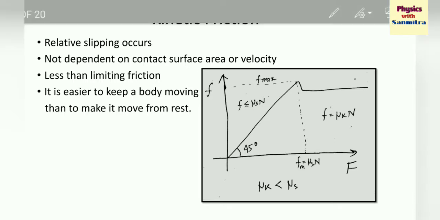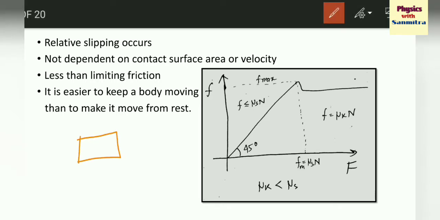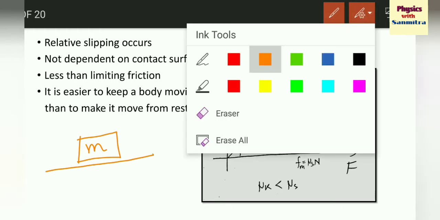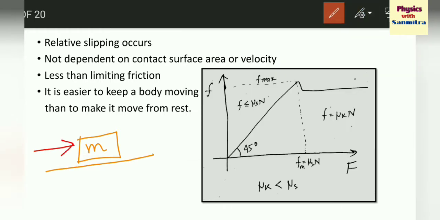This I will explain. Exactly what do I mean by that? Suppose I have an object of mass m. I am applying a force F. This force F is being countered by a friction f. I am slowly increasing the force F. Initially it is in static equilibrium. I'm increasing up to the point when F is equal to F max. Till that time, this block is in static equilibrium.